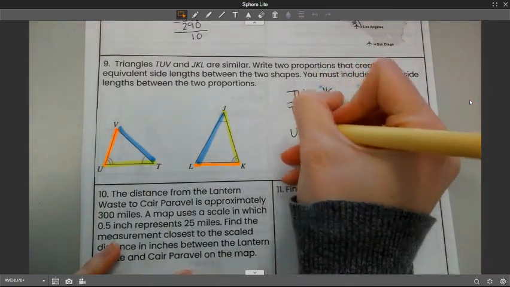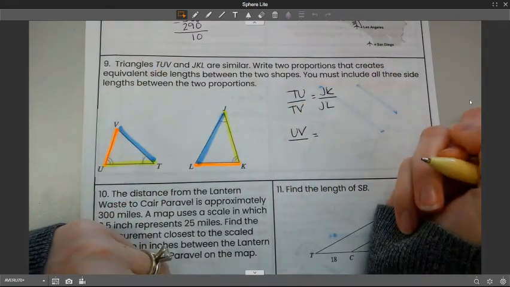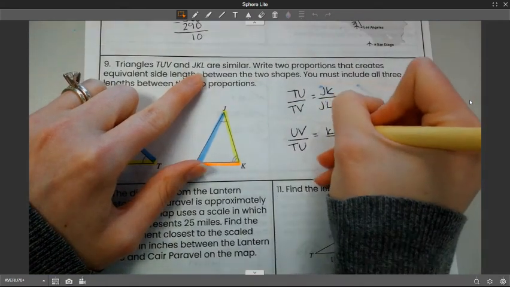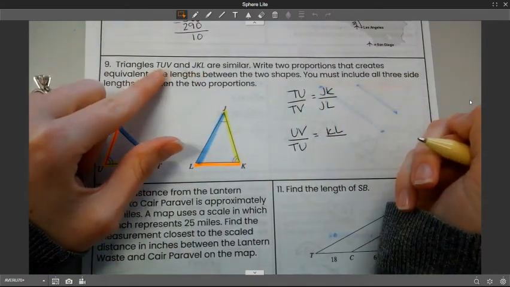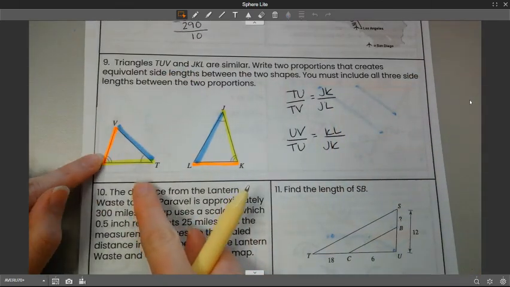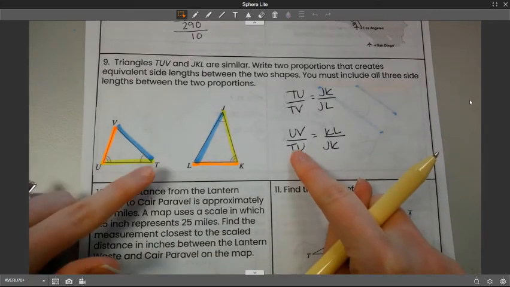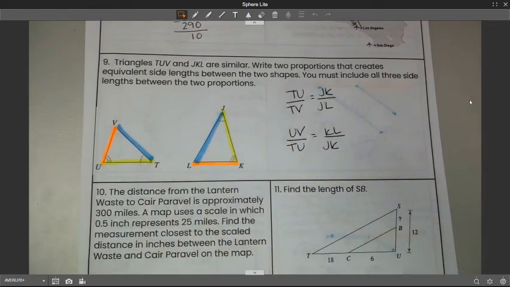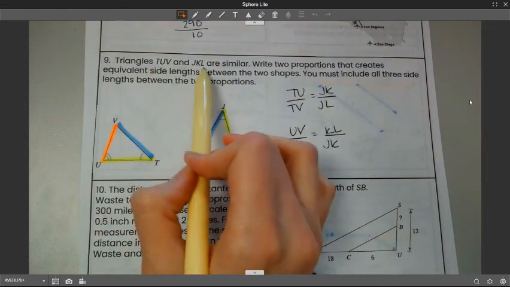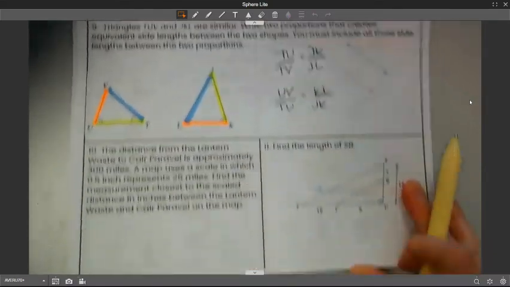So now let's try UV. That's the second and third letter. And we'll match that with TU, okay? Second and third letter here is KL. And then the first and second letter is JK. So I'm saying UV, which is our orange line, does that match with KL? Yep, both of those are orange. TU, which is yellow, matches with JK. Okay, so again, you're watching the letters here. You're matching the first letter with the first letter, second letter with the second letter. That is how you write these proportions.